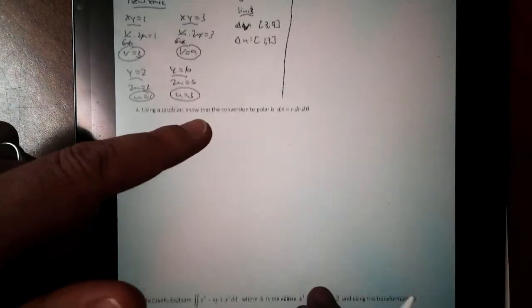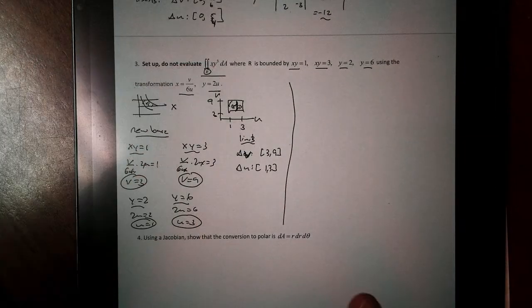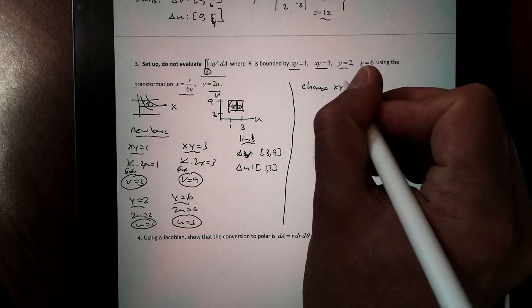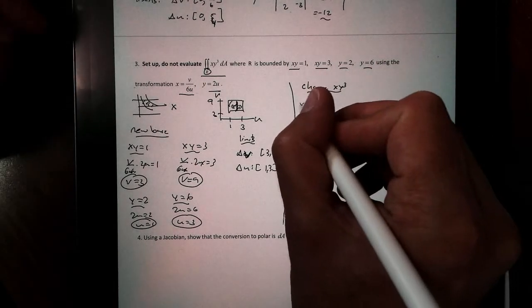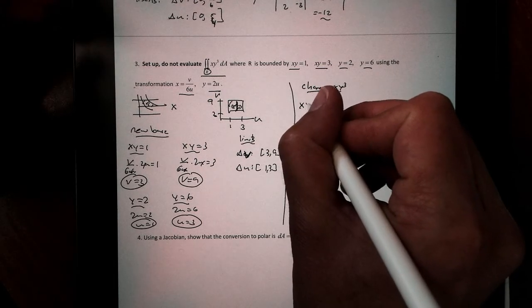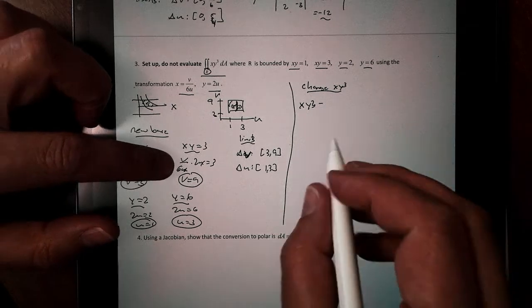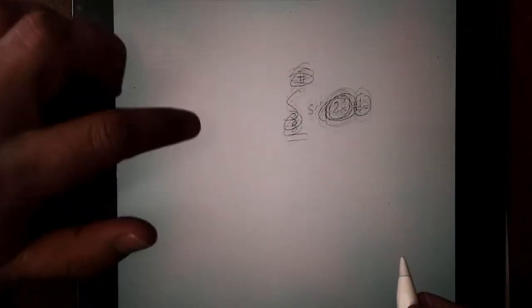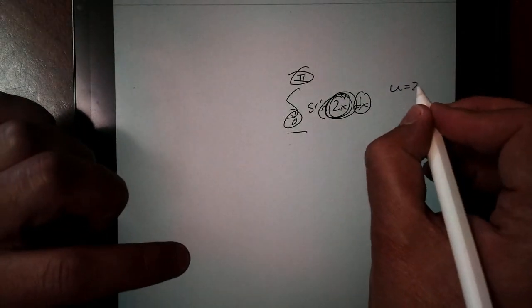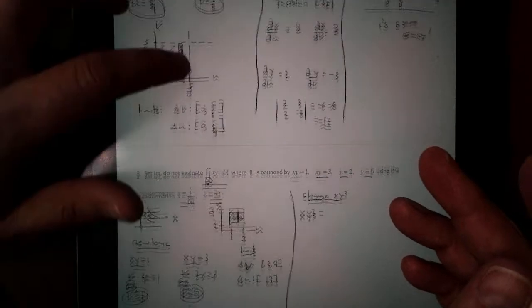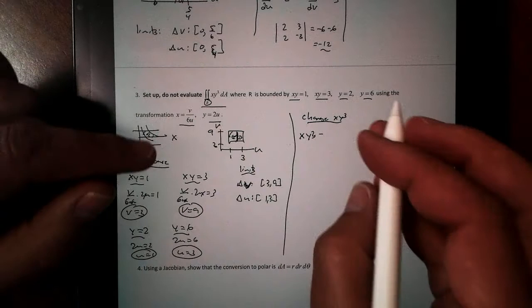Up here, same idea, we have to change this xy cubed right here in terms of u and v, and they tell us what those are. Down here, last year, we would say we're going to let u equal 2x. We found it for ourselves. Up here, they're going to tell us, for the most part, for now.